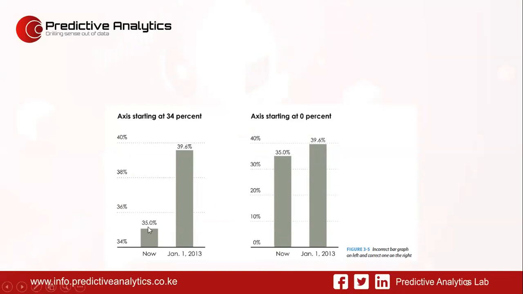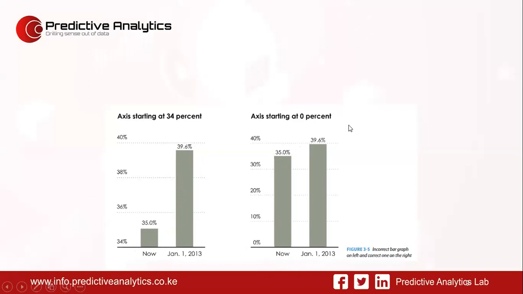So you can see this is 35% and this is 39%. But if you look at this, the difference here to the eye seems so big. The reason being that the axis starts at 34%, but when you start at 0, the difference is clear to the eye that it's just quite small.